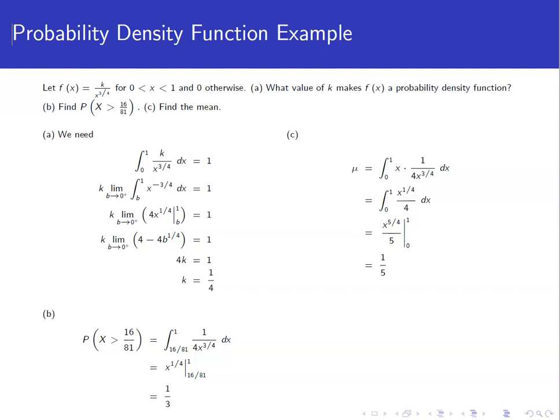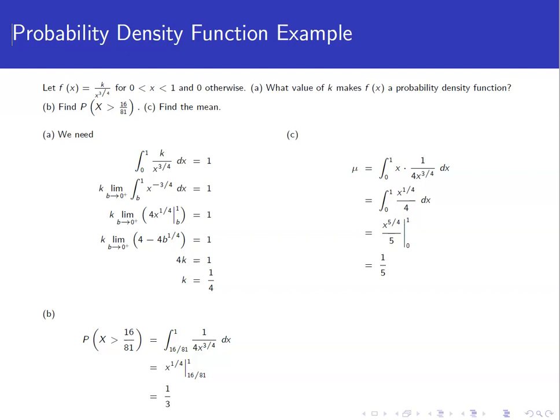In this example, we're going to use a probability density function to calculate some probabilities and find the mean of a distribution. So we're given the function f of x equals a constant k over x to the 3/4, where x is between 0 and 1, and otherwise it's equal to 0. The first question we're asked is what value of k makes f a probability density function.